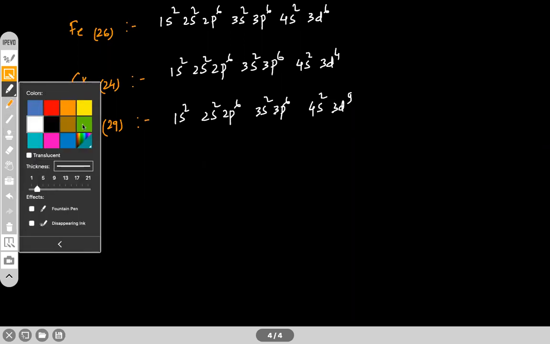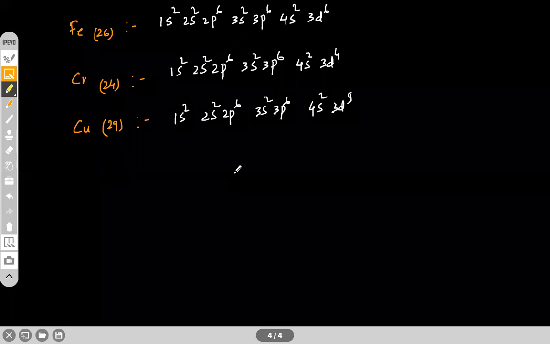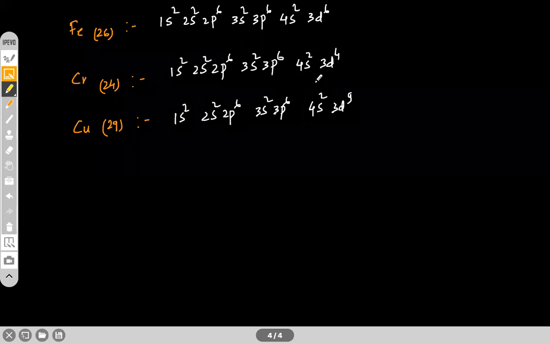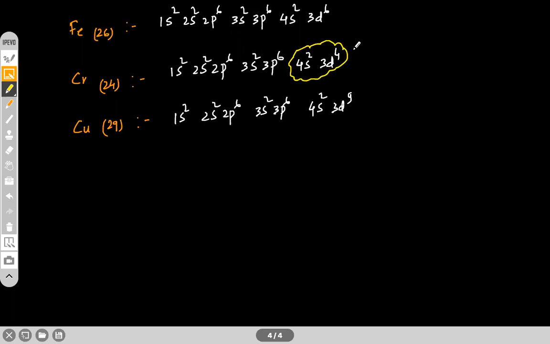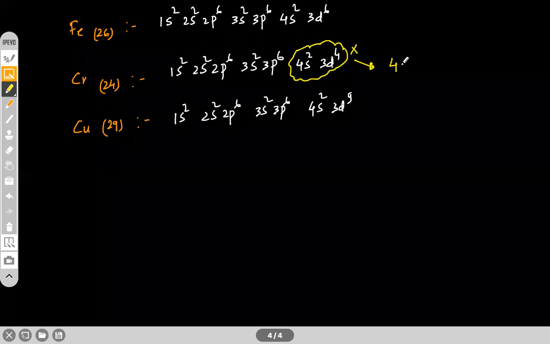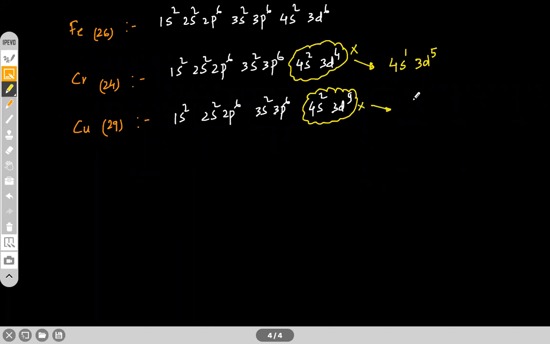Now in this, there is a correction here. And the correction is what? This particular thing is not correct. This one is wrong. Instead of this, the correct electronic configuration in the last is 4s1, 3d5. It has exceptional configuration. Similarly, here also, this one is not right, and it converts into, again, 4s1 and 3d10.